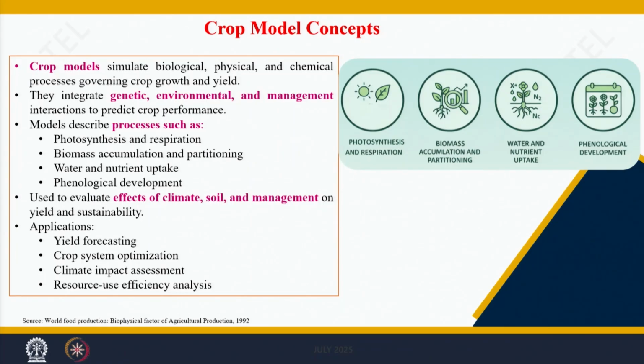So, what are the crop model concepts? Crop models simulate the biological, physical and chemical processes that govern crop growth and yield. This is a biophysical model, a mechanistic model, based upon preconceived biological theory and understanding. They integrate the genetic potential, the genetic characteristics of the crop, with the environment and management practices, to predict the crop performance.